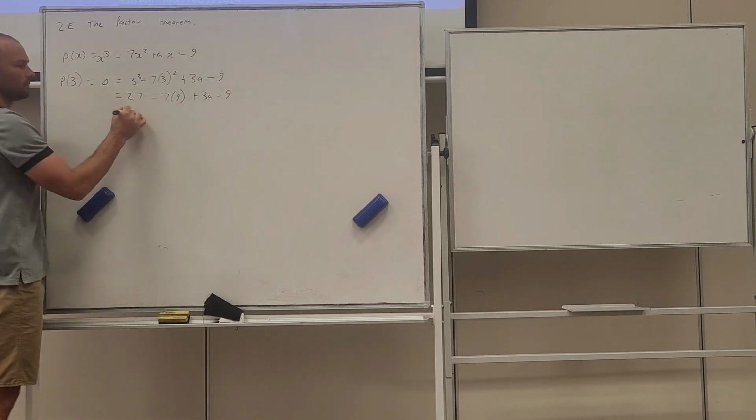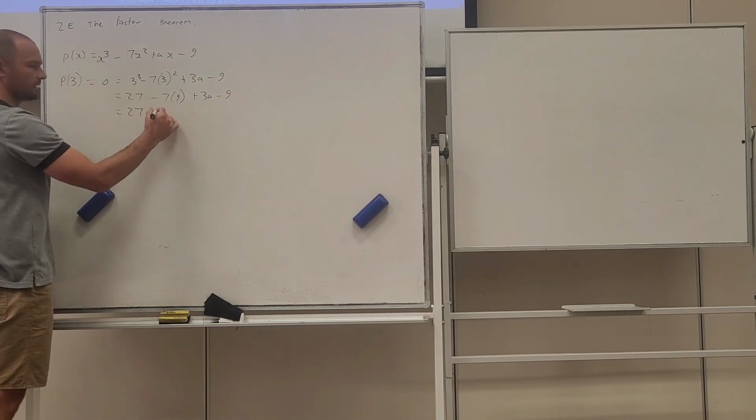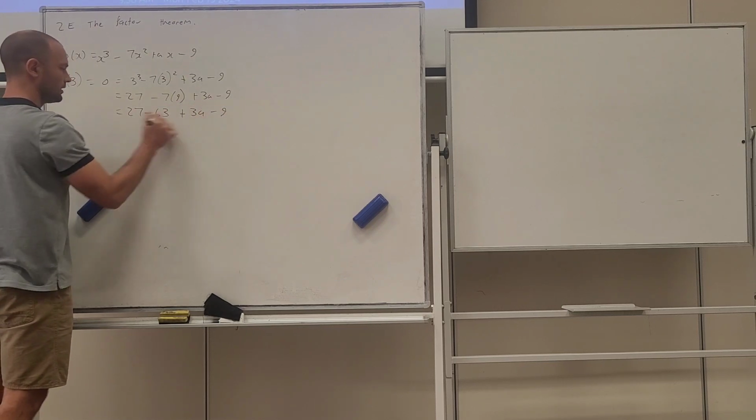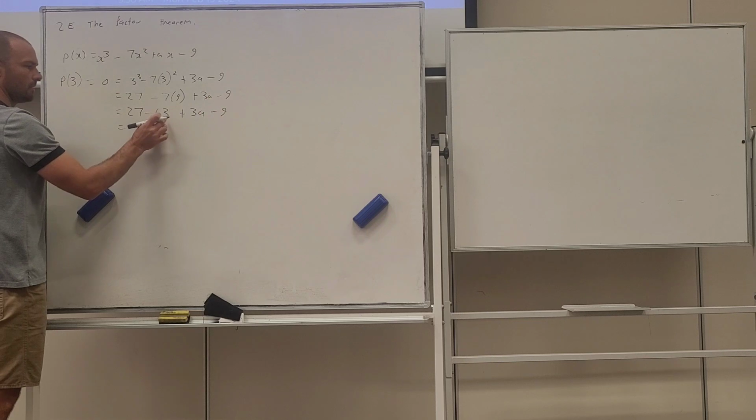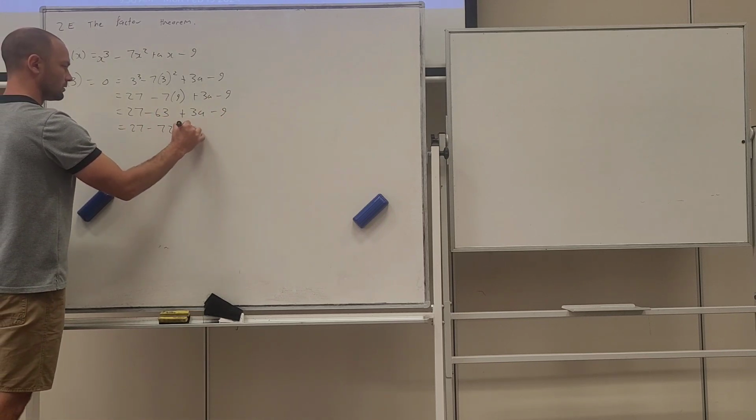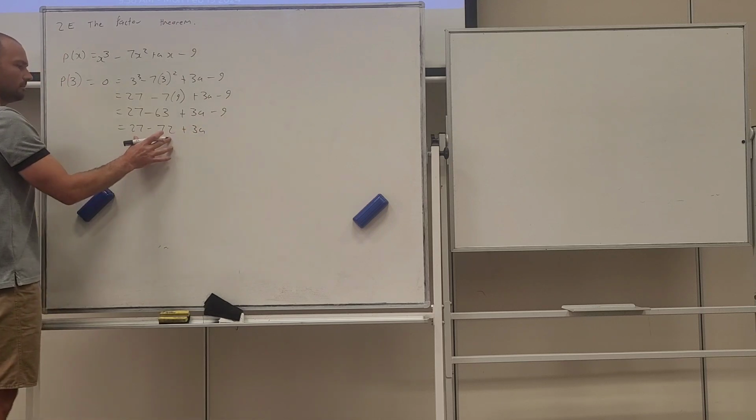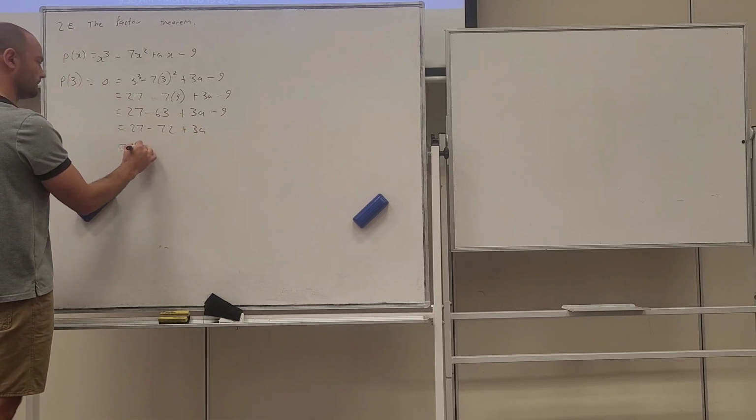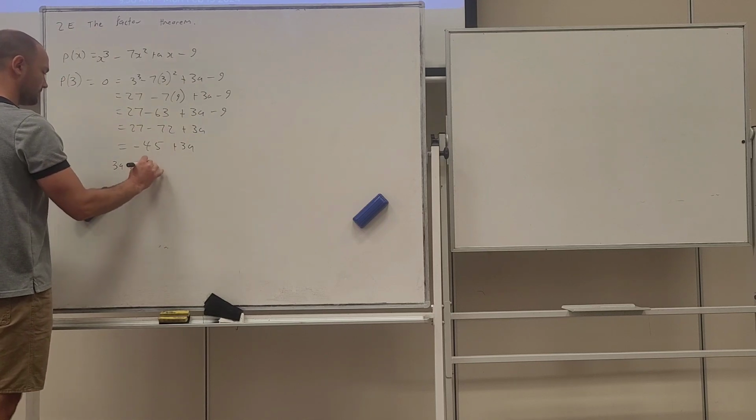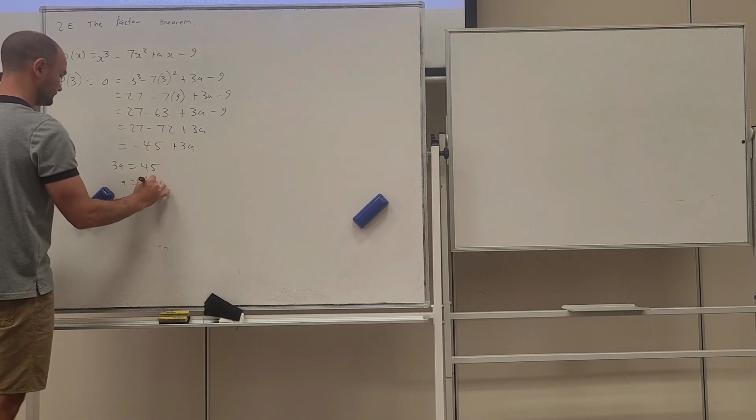Alright, so we'll just keep tapping away at this. 9, 7, 63. So that would be minus 72. And minus 45. So we'll have 3a is 45 and we'll have a is 15.